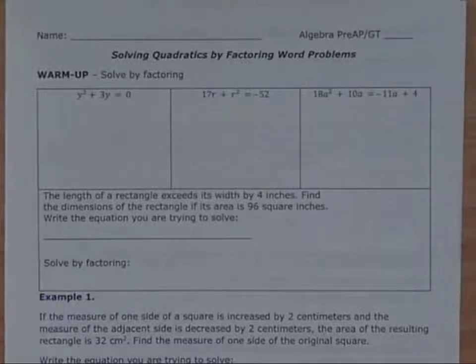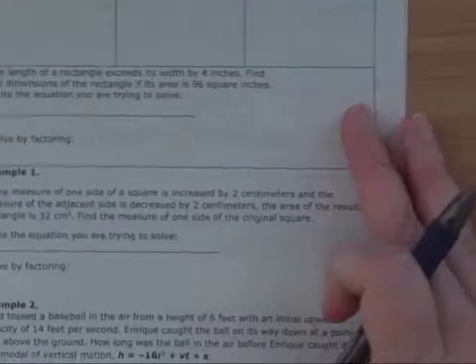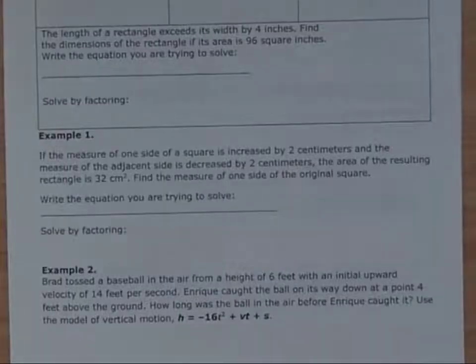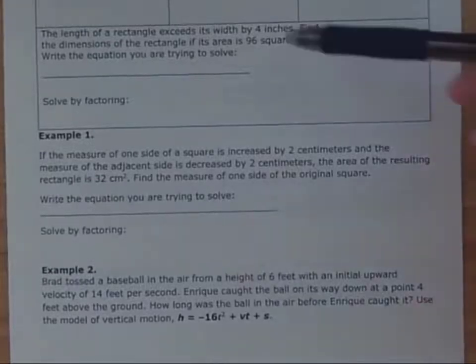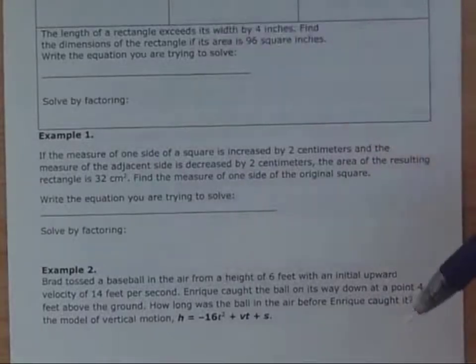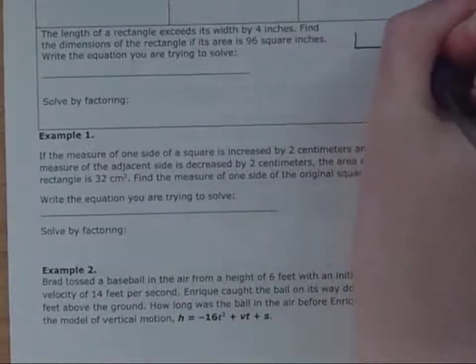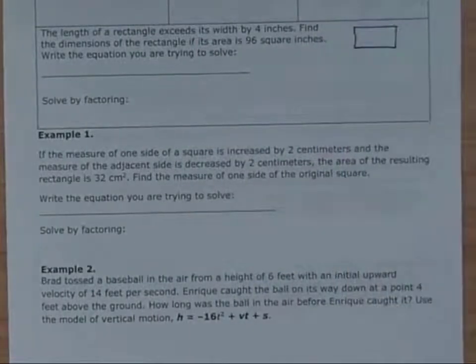So we're going to go on to the word problems, and we're going to do these 3 word problems together. A lot of what you're going to see when we talk about word problems are geometric applications. In the first case, it says the length of a rectangle exceeds its width by 4 inches. So the first thing you should do is probably draw a rectangle.